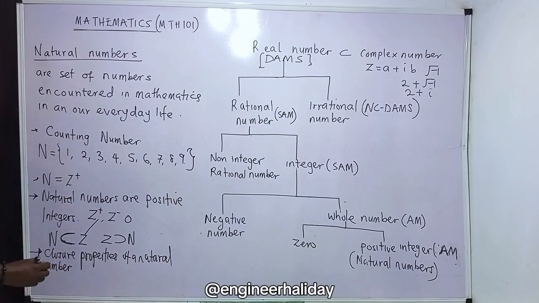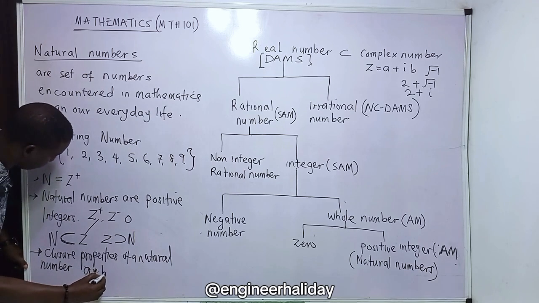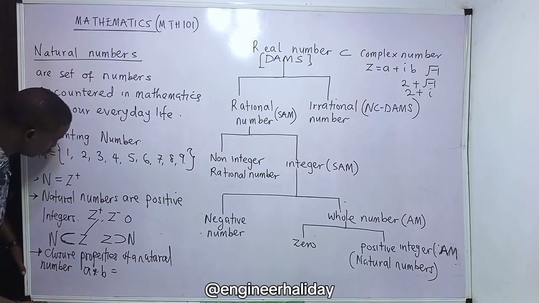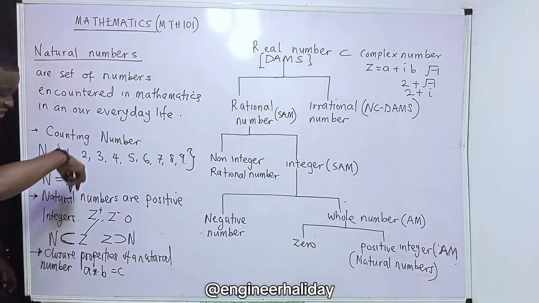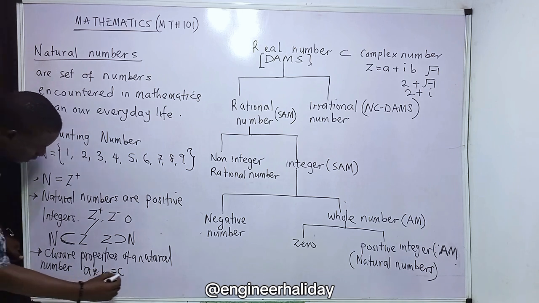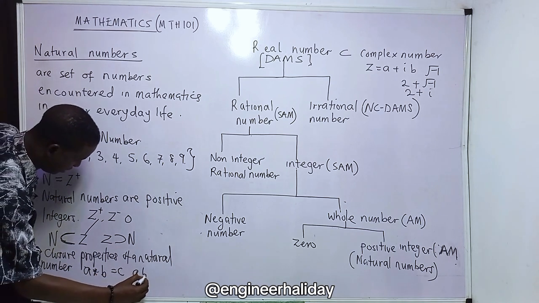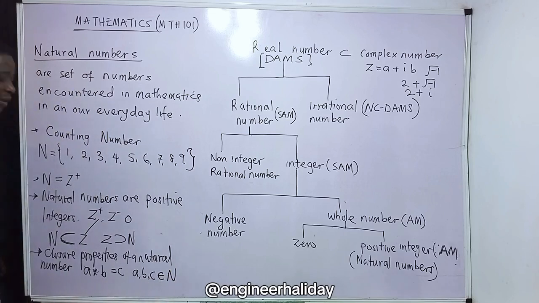We are talking about a number that, when you operate on two numbers, let's say A operates B, it should give you C, where C will also be a natural number. That is to say that A, B, C should be elements of the natural numbers. So that's what we call a closure property.